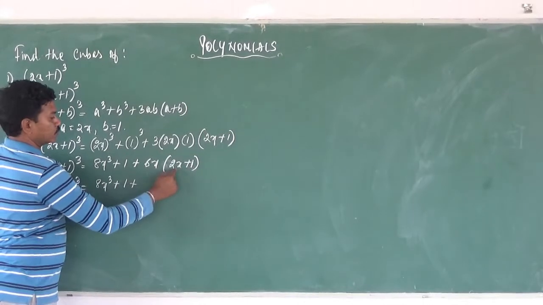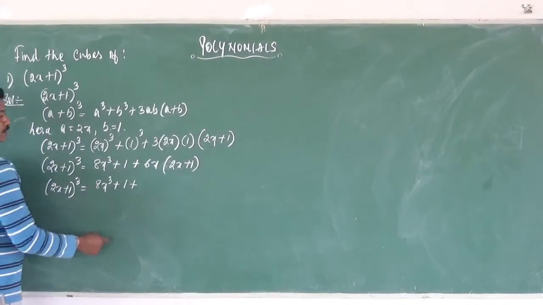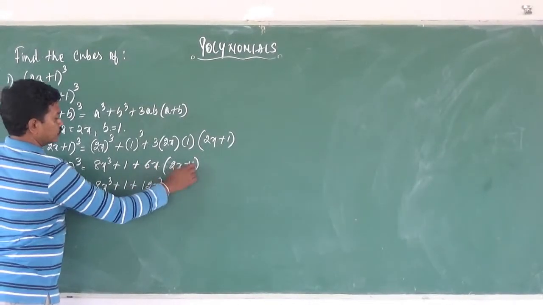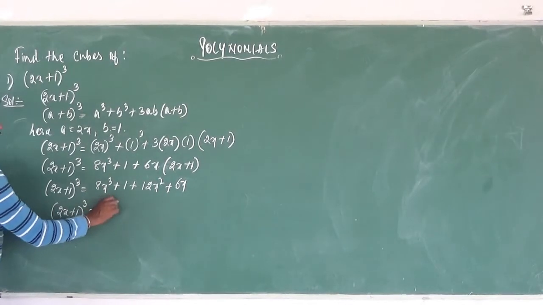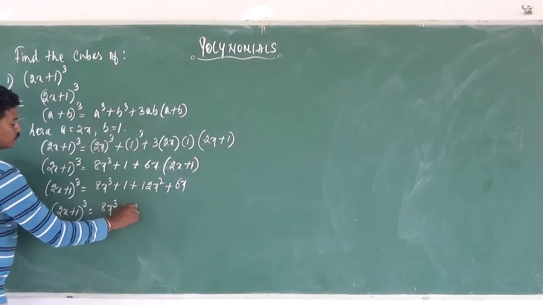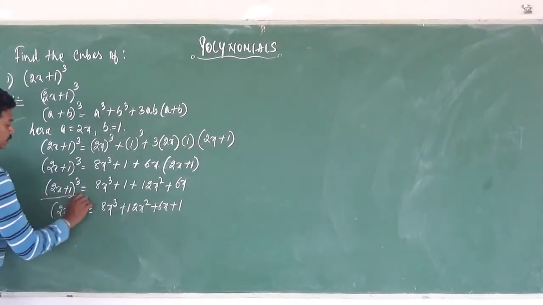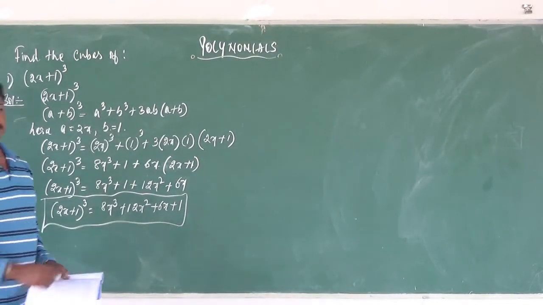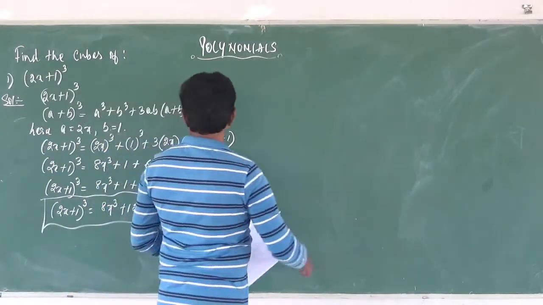You cannot add these two terms because one is a variable and another is a constant, you cannot add it. So 6x into 2x is 12x square plus 6x into 1 is 6x. So let us rearrange this. So 2x plus 1 whole cube is equal to 8x cube plus 12x square plus 6x plus 1. So this is the expansion of 2x plus 1 whole cube. So this is very important, it will be for 2 marks in your examination. Right. Let us go with another one.